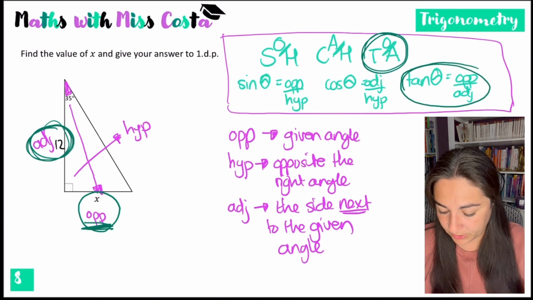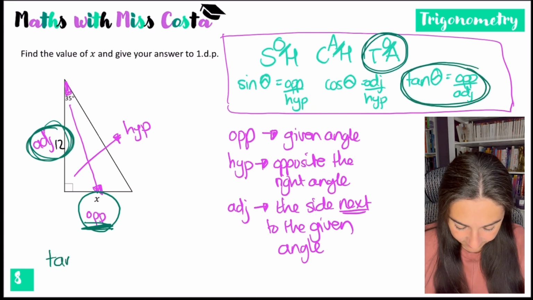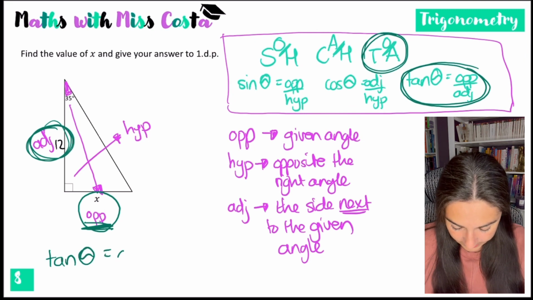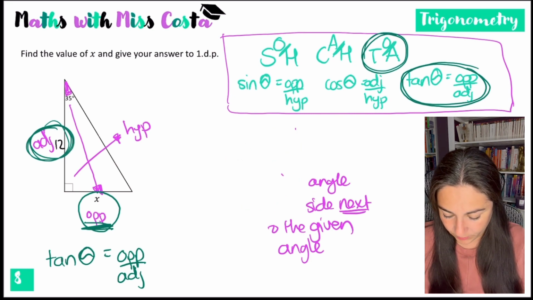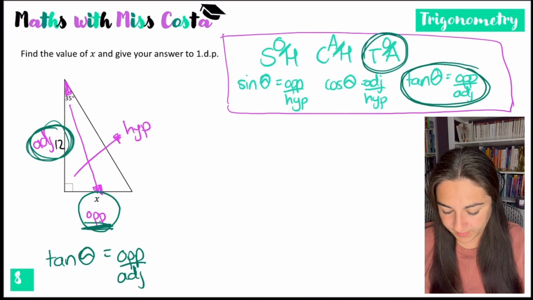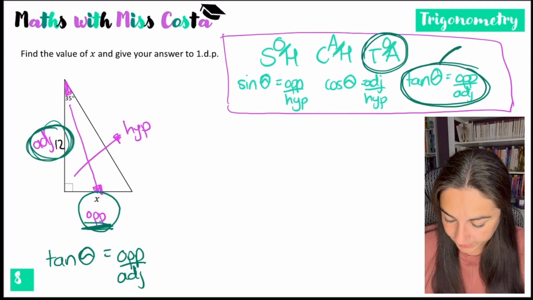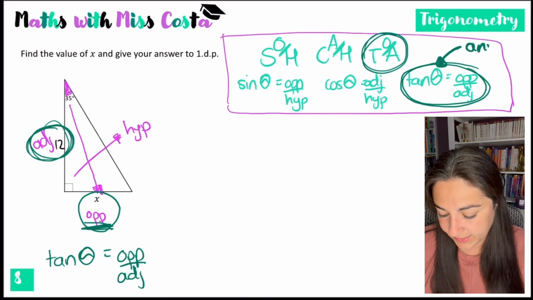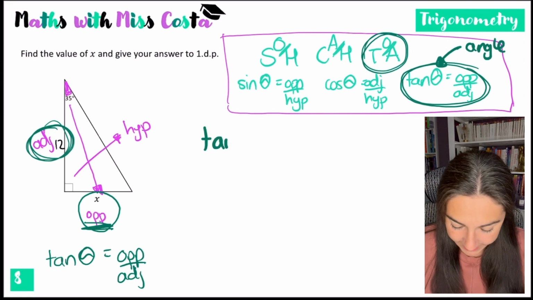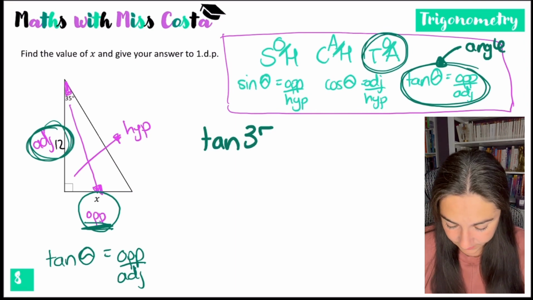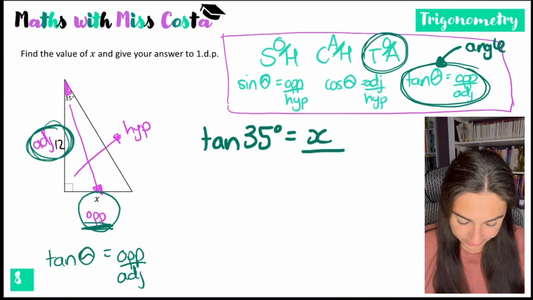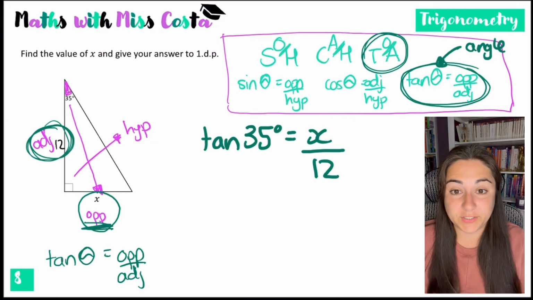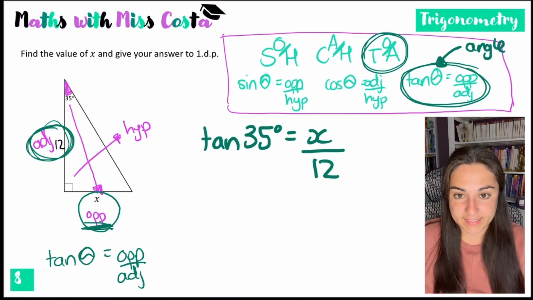Then I use this. Let's write this out. Tan theta equals opposite over adjacent. Now I'm just going to rub this out for a bit of space. What does theta, that little circular thing, mean? That just represents the angle. What's the angle that I've been given? 35. So I'd write tan 35 degrees equals opposite, which is x, over adjacent, which is 12.